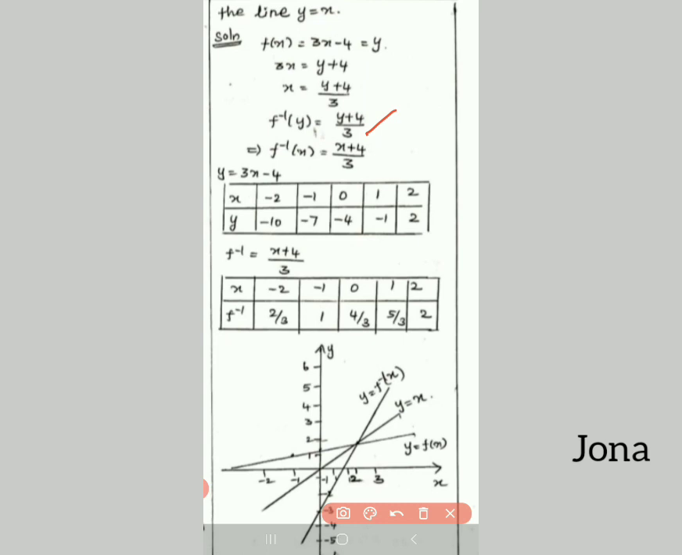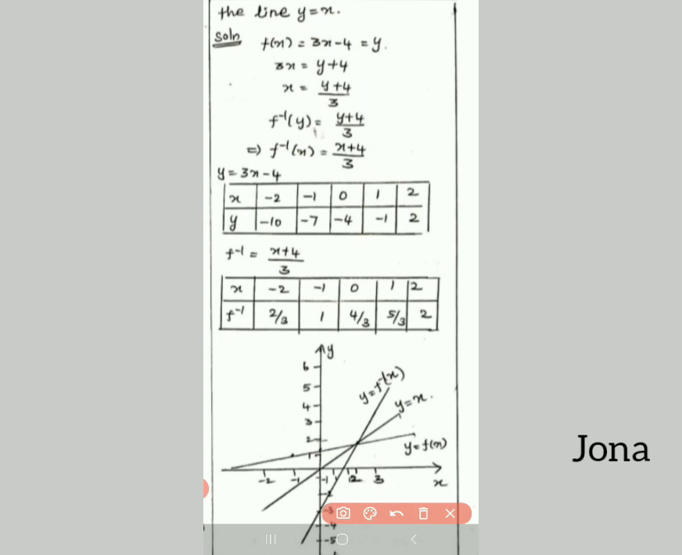In the same place, instead of y I can write x here. So at the same time here also I have to substitute x instead of y. So I got f inverse of x equal to (x plus 4)/3. So this is the inverse function. Okay. So now I want to verify the symmetrical property about the line y equal to x. The given function is y equal to 3x minus 4.